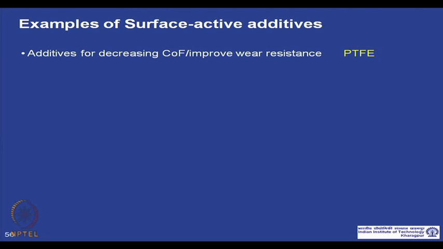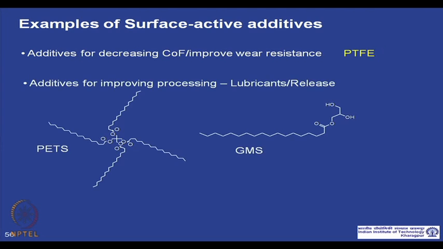Now, these additives, like the other additives we talked about, could be small organic molecules or inorganic molecules, or they could be oligomeric or polymeric additives as well. For example, PTFE, polytetrafluoroethylene, is added to the polymer to improve the wear resistance or coefficient of friction. Because of the low surface energy, it migrates to the surface during processing, and the coefficient of friction of these fluorinated polymers is very low, so they form a lubricating layer on the base polymer surface and improve the wear resistance.